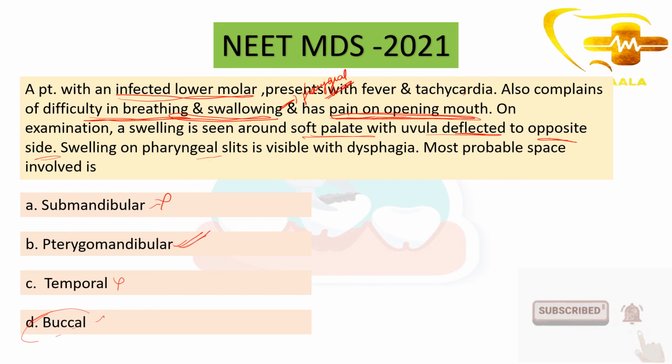So swelling on pharyngeal slits is visible with dysphagia. So he has also given one more clue, dysphagia. Dysphagia is seen in pterygomandibular space infections, which we have seen in the signs and symptoms of the space infection. So the answer for this question will be pterygomandibular space. So this is one of the ways you can arrive at the answer for this question.